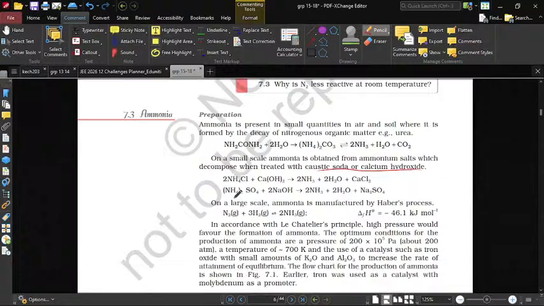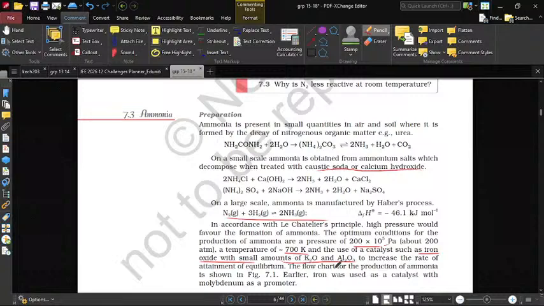On large scale, ammonia is manufactured by Haber's process. In accordance with Le Chatelier's principle, high pressure would favor the formation of ammonia. The optimum conditions for the production of ammonia are a pressure of 200 x 10^5 Pascal, about 200 atm, a temperature of 700 Kelvin, and the use of catalysts such as iron oxide with small amounts of K2O and Al2O3 to increase the rate of attainment of equilibrium.